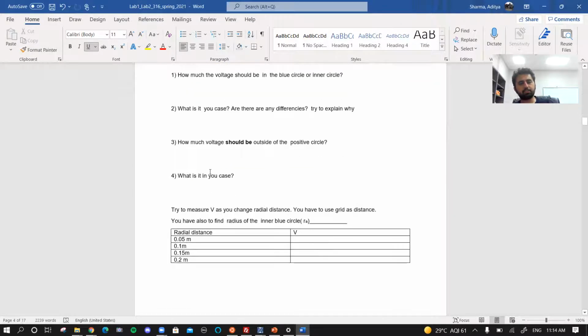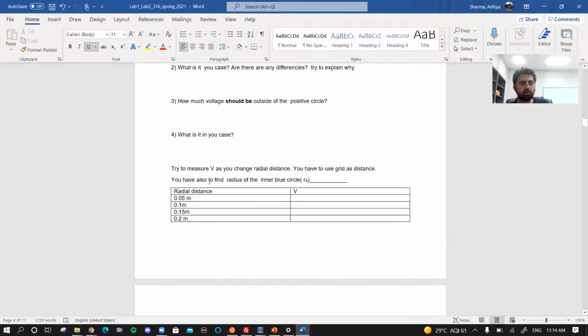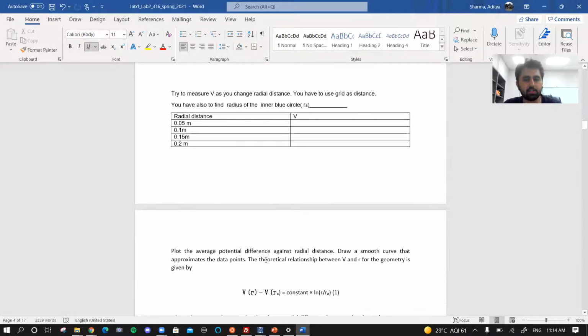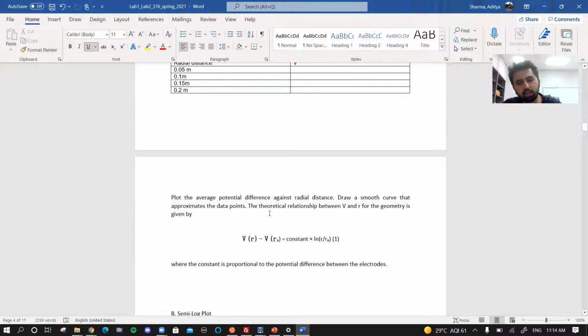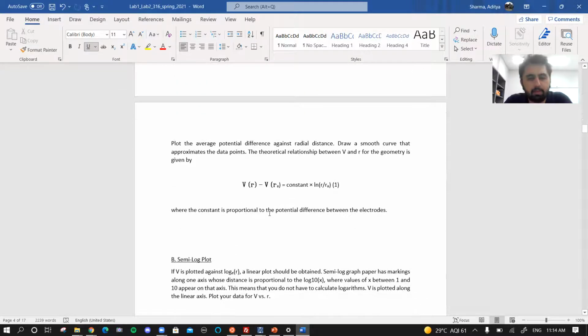Again, some questions, these are all based on Gauss's law. You try to measure V as you change radial distance. So you have to use greatest distance. So you can keep changing the radius. Again, you have that tape measure there, so you can use it, keep changing. You also have to find the radius of the inner blue circle. I don't think this should be a problem.